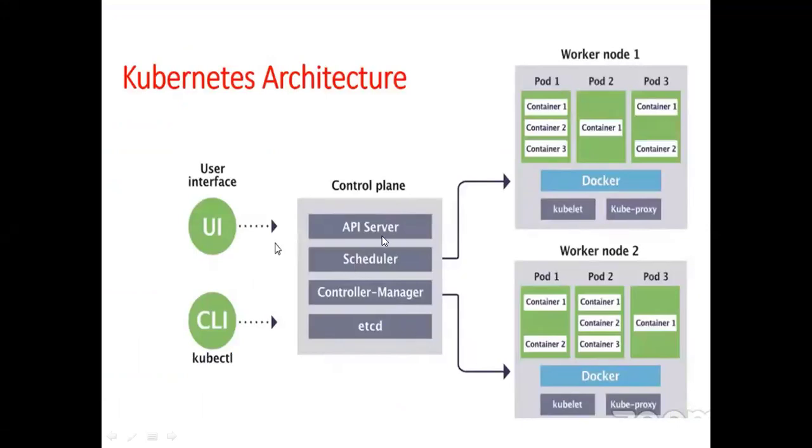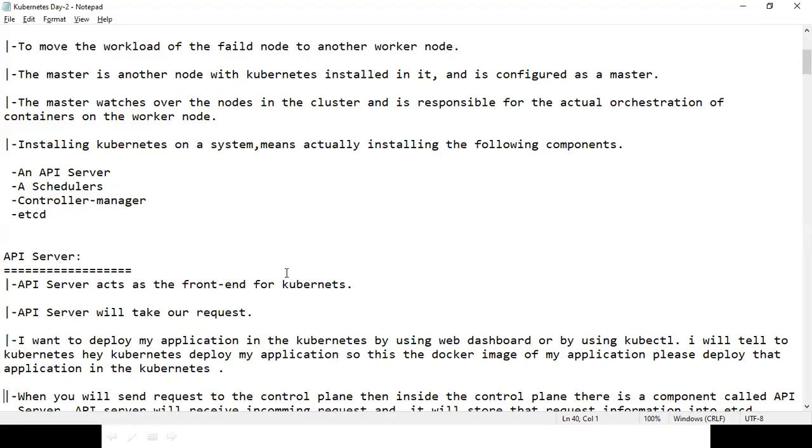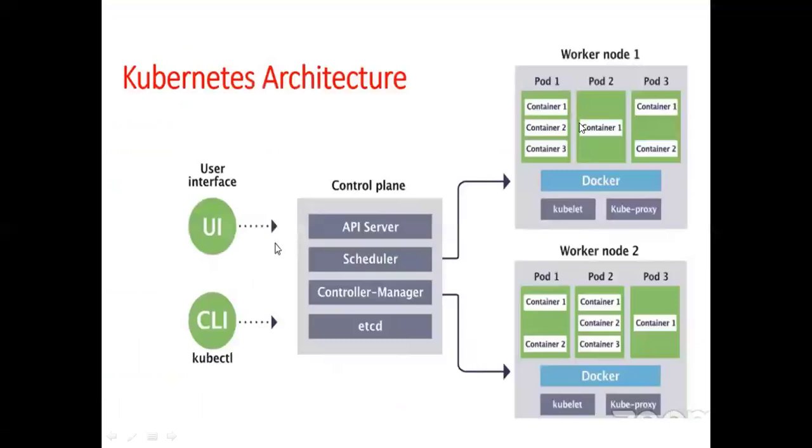So let's first understand the API server. What is the use of the API server? The API server acts as the front end for Kubernetes. It takes our requests. Whenever any client makes a request to access the containers running in the Kubernetes cluster, the user request is handled by the API server, which then redirects the request to the appropriate worker node.